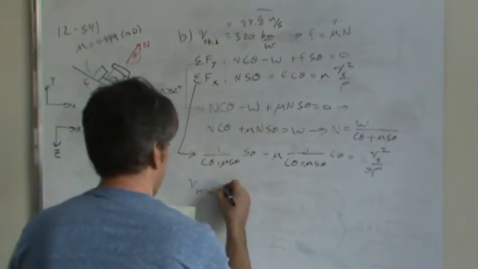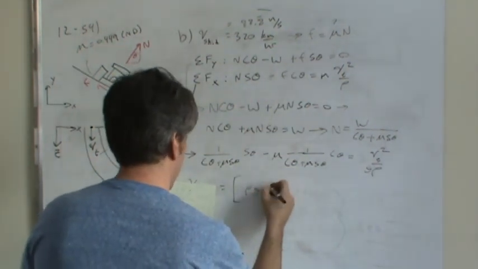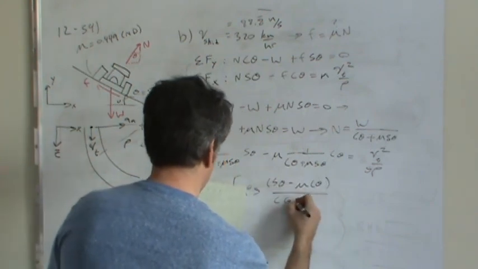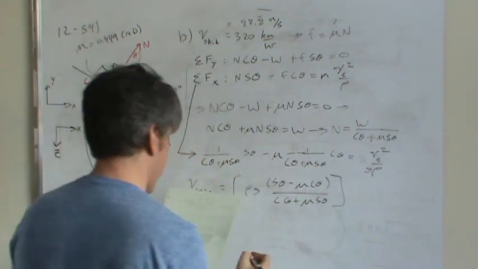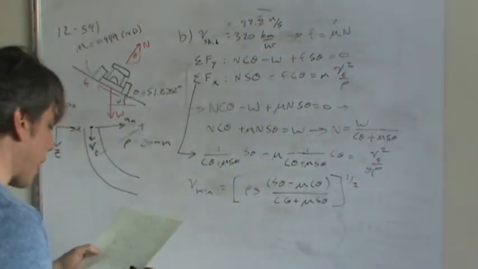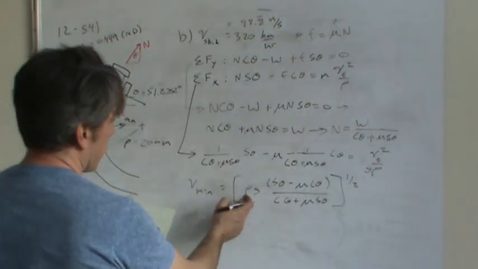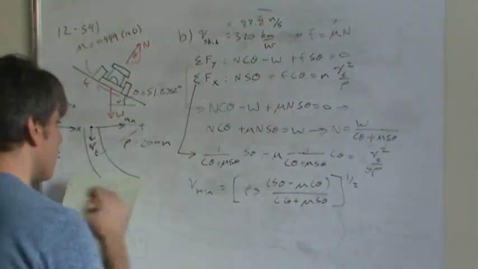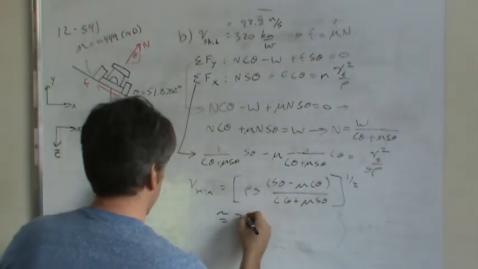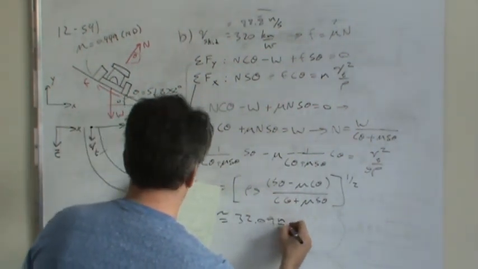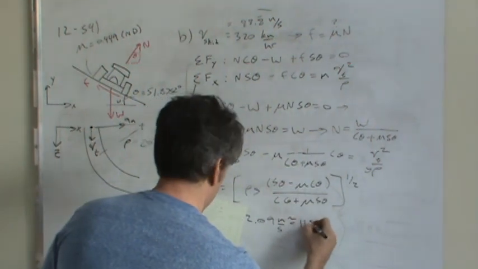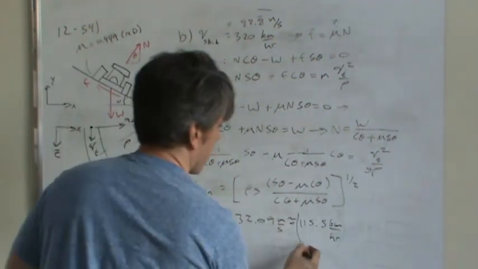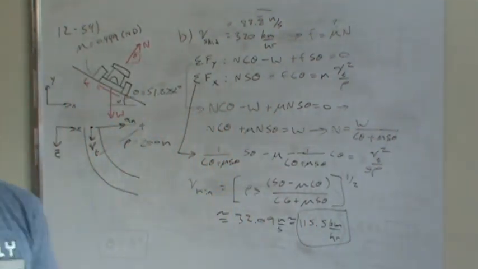I'm about out of video time. So this is rho g sine theta less mu cosine theta divided by cosine theta plus mu sine theta. Once again, you should verify that you can reach this with your algebra skills. We know the radius of curvature, 200 meters, g, theta, mu, all these things are now known. When you plug them in, you should get a speed of about 32.09 meters per second, which is about 115.5 kilometers per hour. So there's the minimum speed that the car could use to negotiate the curve without slipping.